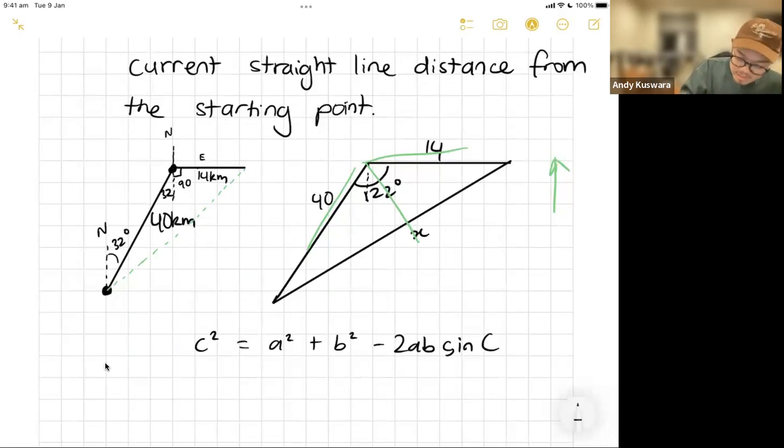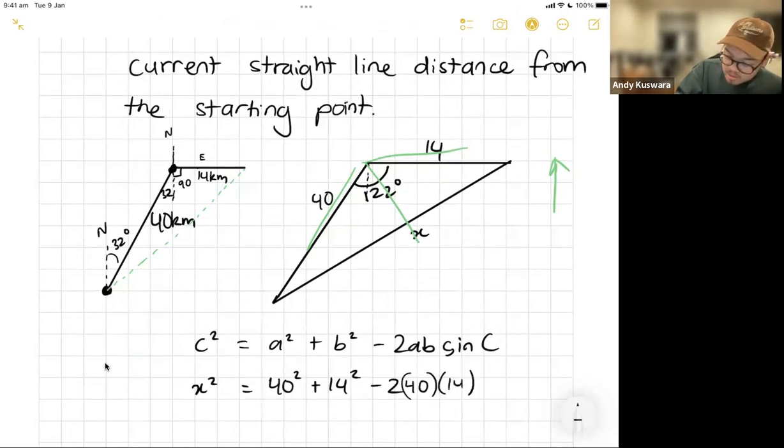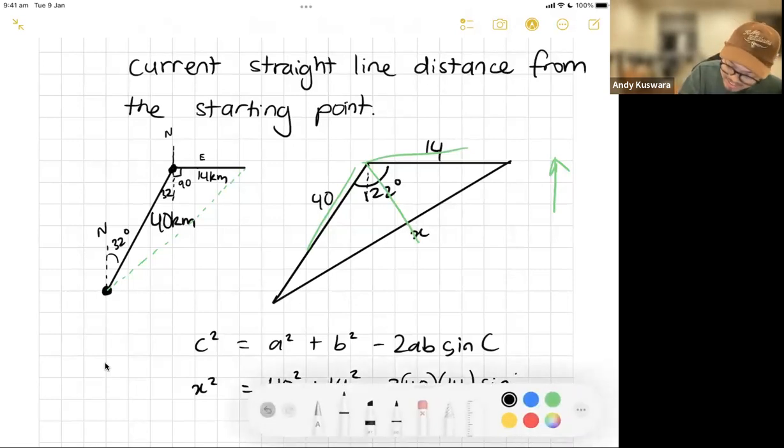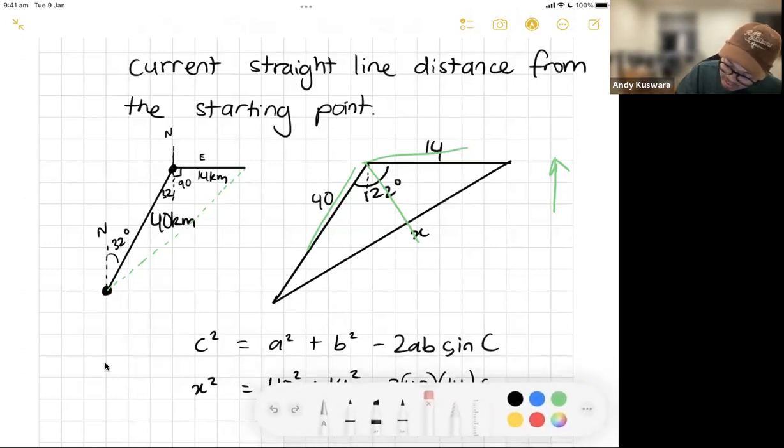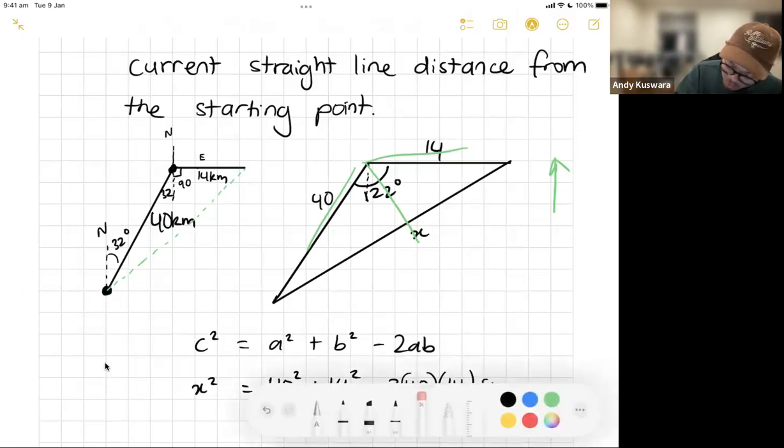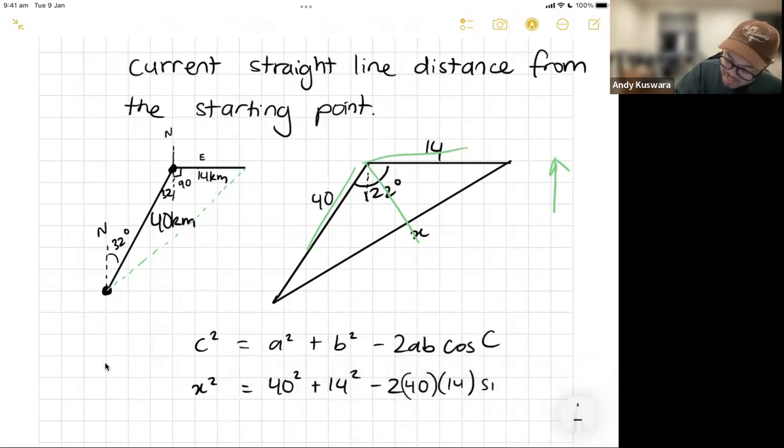Okay, so let's see. We've got x squared equals, and a and b are going to be 40 and 14. And then my sine c is going to be sine. Oh, sorry, not sine. Guys, did anyone pick that up? This is what rule? It's the cosine rule. So that means this should now be cos c, cos 122.